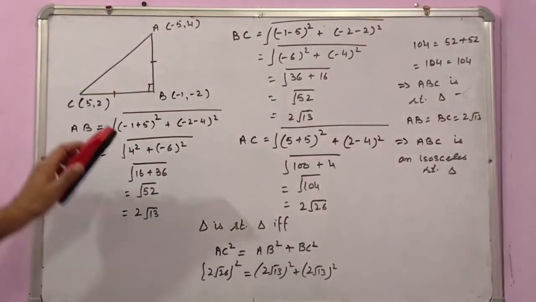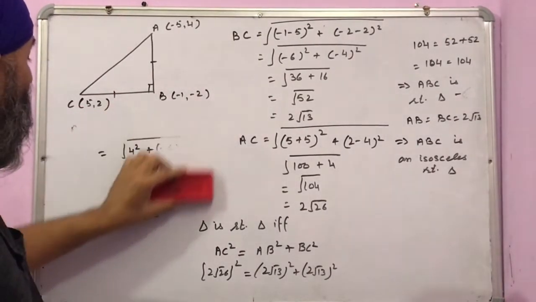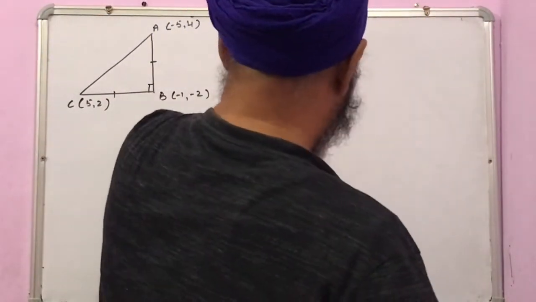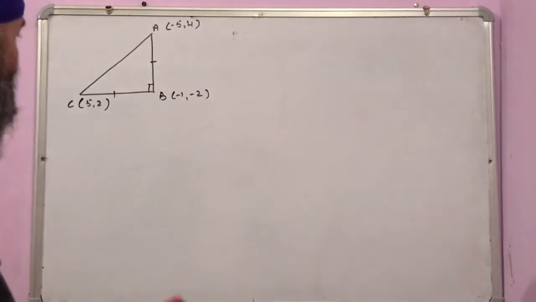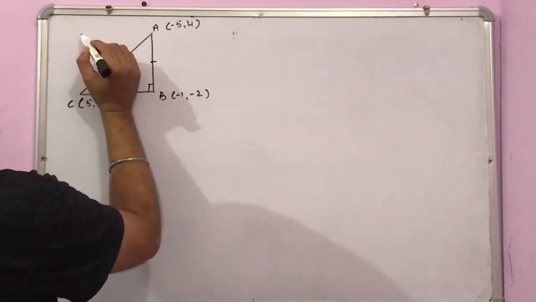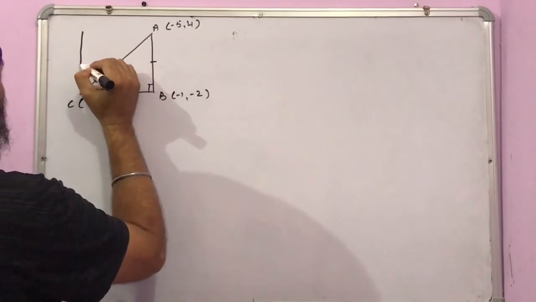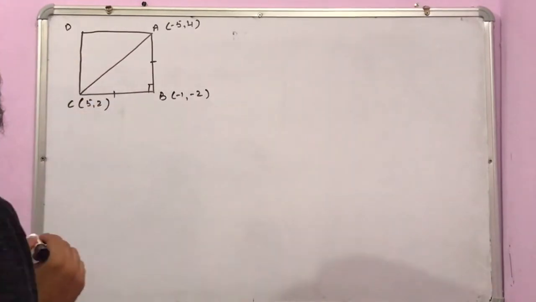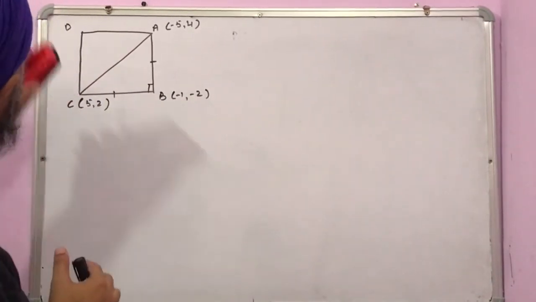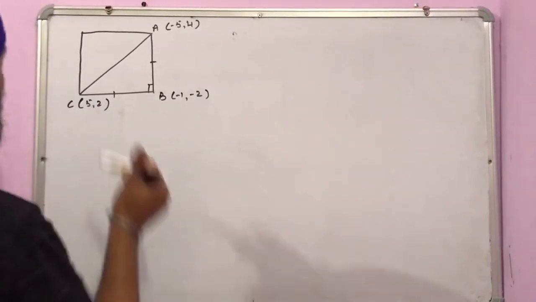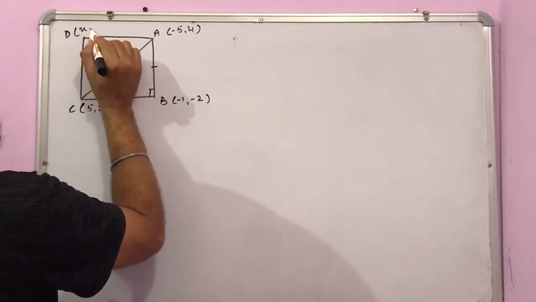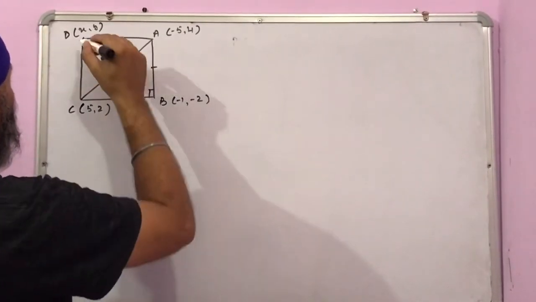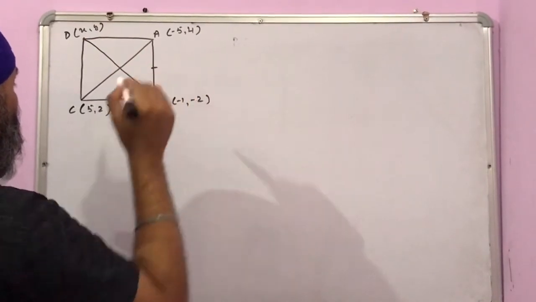Now second part, now I erase it. To do the second part, I have to find the coordinates of D. If ABCD is a square, I complete it. Suppose ABCD is a square. I have to find the coordinates of D. Let the coordinates of D be x and y. I join B and D.